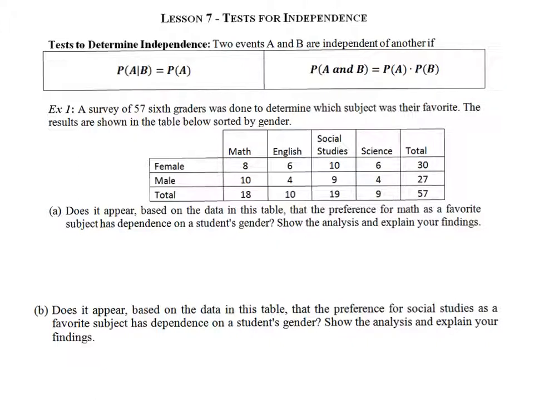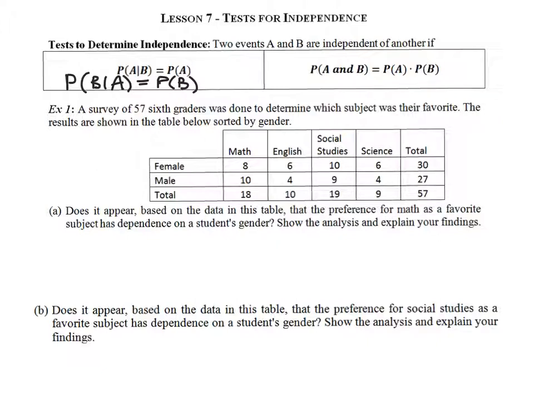Likewise, if I had the probability of B given A, that would need to be equal to the probability of B in order for A and B to be independent. So I can use either version of that test.